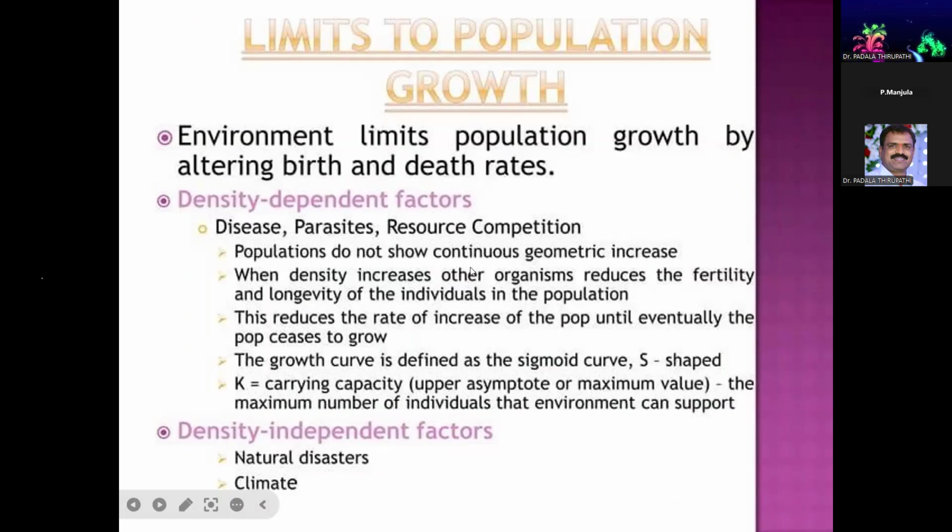So populations in general do not show this continuous geometric increase. When density increases, it reduces the fertility and longevity of individuals in the population, so it also reduces the rate of increase of the population, until eventually the population ceases to grow. This growth curve is defined as a sigmoid or S shaped curve. The carrying capacity is the maximum number of individuals that the environment can support. There are also density independent factors like natural disasters and climate.